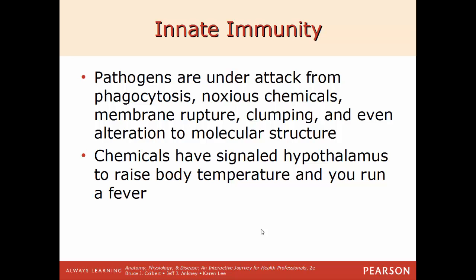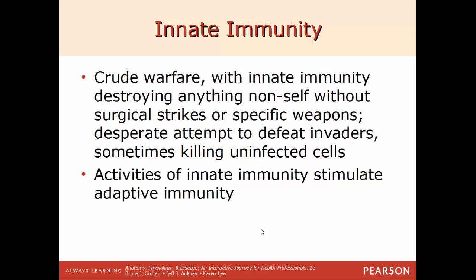So there are chemicals that have signaled your hypothalamus to raise your body temperature, and then you run a fever. So that's why a fever is a good indicator that you have an infection somewhere. The innate immunity you can consider to be crude warfare, because there are no specific attacks. When the innate system responds, it not only kills infected cells, but it also will kill healthy cells. So there's no specificity here. But also, the activities of the innate immune system will stimulate the adaptive immunity.